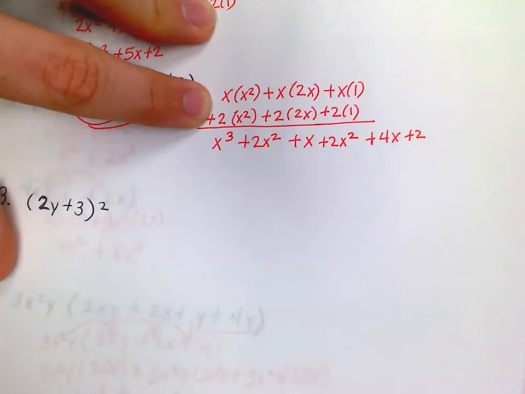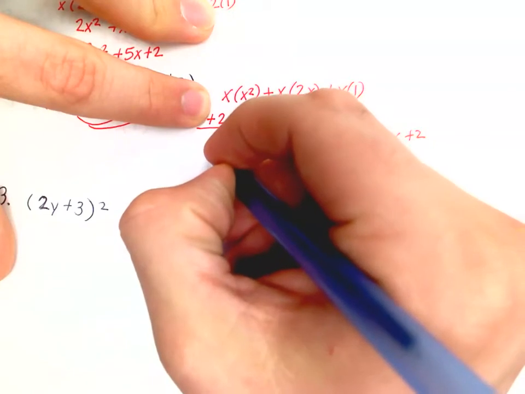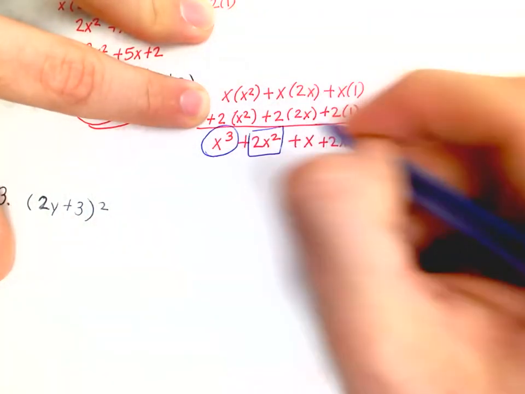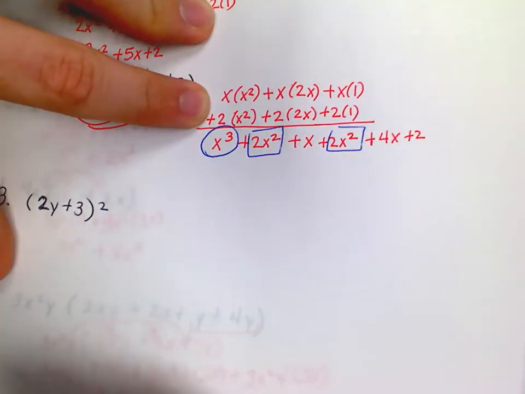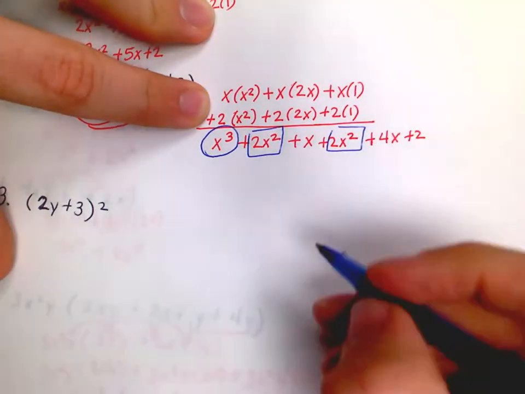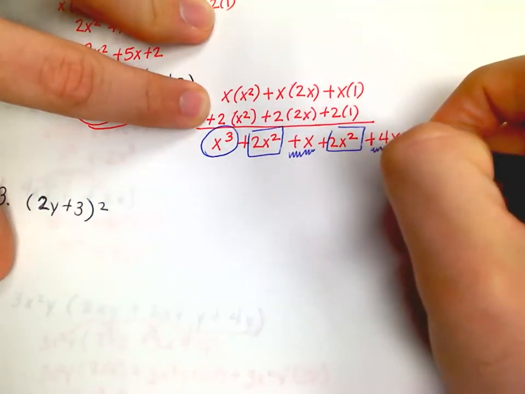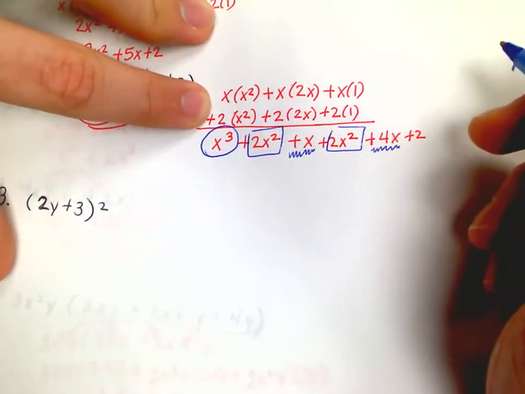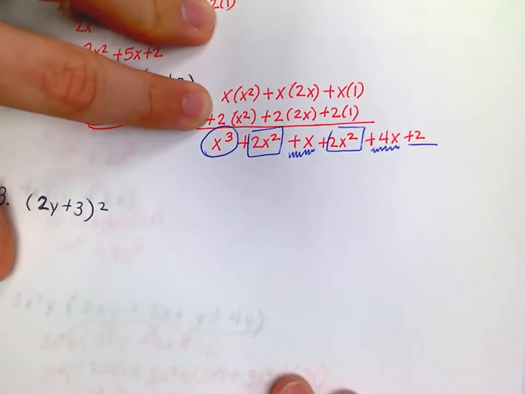Let's go through and find similar terms by grouping, and we'll combine them. So everything with x cubed we'll circle. I believe that's the only term we have to work with. Everything with x squared we'll circle. So we circle 2x squared and this other 2x squared. Everything with just a plain x, I'm going to put a squiggly line like that. So put just a plain x, and then over here by the 4x, and everything not associated with a variable, we'll just get a plain underline. So just underline plain 2.